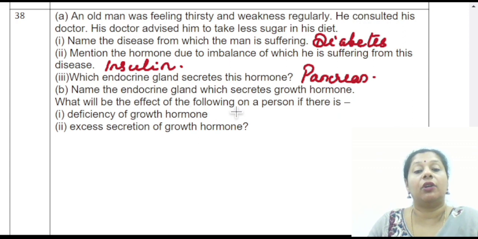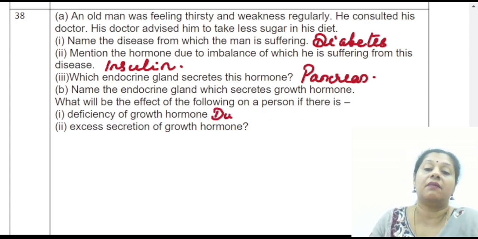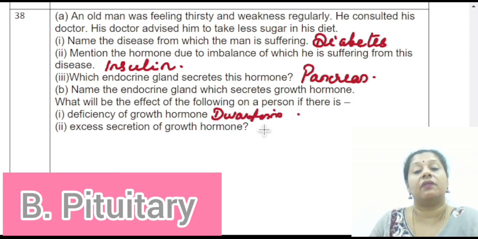What will be the effect on a person if there is deficiency of growth hormone? The person will become a dwarf. So that is called dwarfism. Excess secretion of growth hormone causes gigantism.